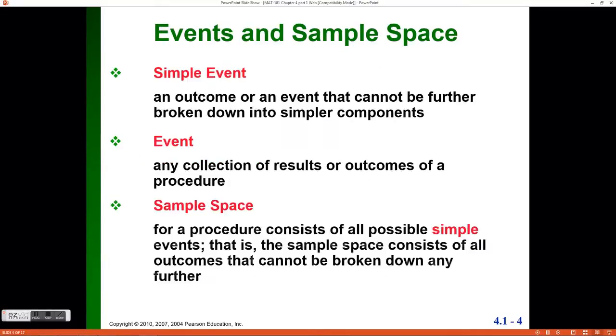Three definitions we would like to know include definitions of a simple event, an event, and a sample space. The word event is used to describe the outcome of an action or an experiment. A simple event is a specific outcome of an action or an experiment, while an event can be a collection of one or more simple events. The sample space is a list or a set of every single possible outcome of some action or experiment.